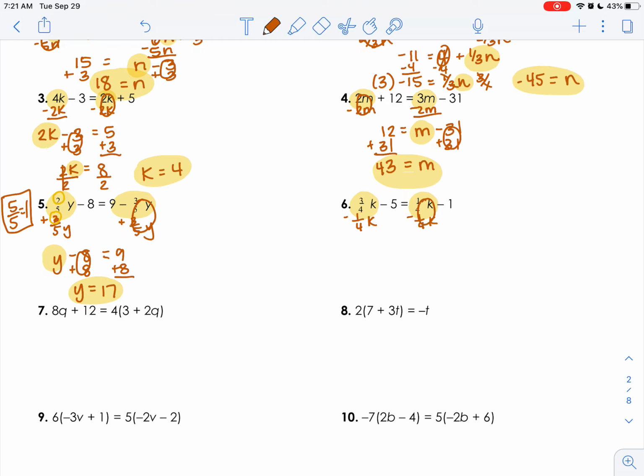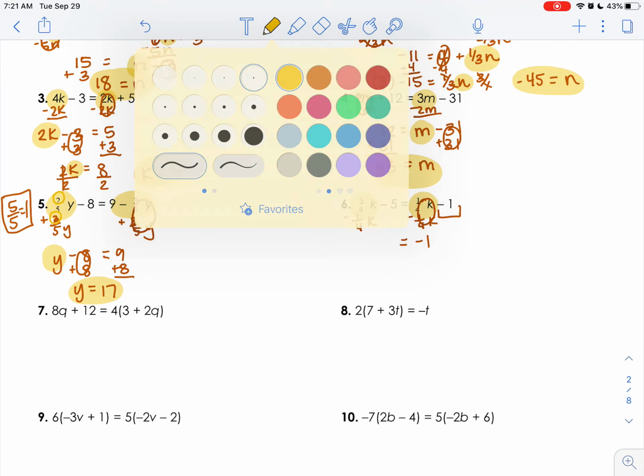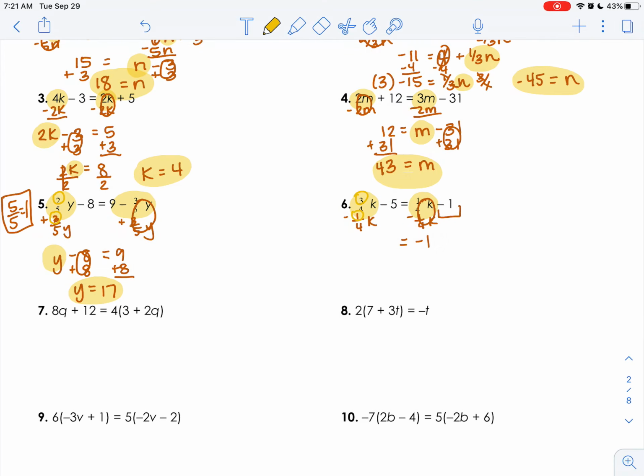On the right, 1/4 minus 1/4 gives me 0, and I need to drop down this -1. The negative is with the 1. 3/4 minus 1/4, we have a common denominator, so I'm just subtracting the tops. 3 minus 1 is 2, and 2 over 4 is the same as 1/2. So I'm just going to go ahead and simplify that now. I've got 1/2 k minus 5.